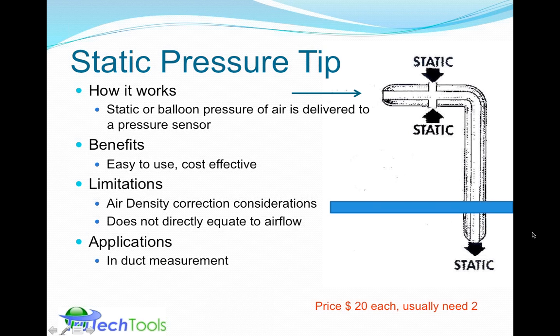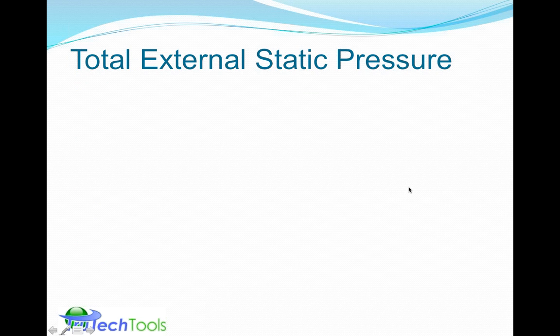And again, this is mainly for in-duct measurement, and it's for total system measurement. Again, this isn't for supplies or returns. The price for a static pressure tip is usually under $20. You need 2 of them because you need to take a difference in static pressure over a device. So let's take a look at using this static pressure tip.